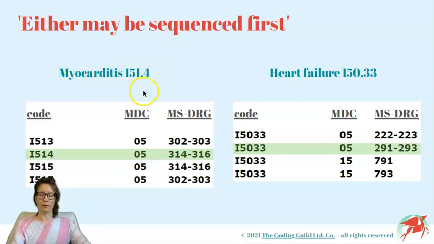In this example, if myocarditis is chosen as the principal diagnosis, the final MSDRG will be 314, 315 or 316, but if we choose the heart failure, the final MSDRG will become 291, 292 or 293. Without going into much detail, the myocarditis is worth more financially and should be chosen as the principal diagnosis if compliant. If you are not familiar with MSDRG assignments and how the whole thing works, please check out our previous video. The link will be up there and in the description below.